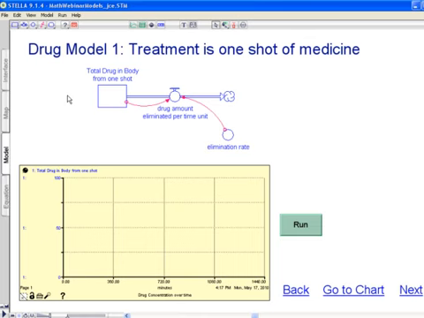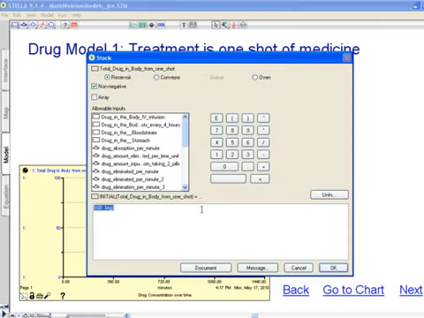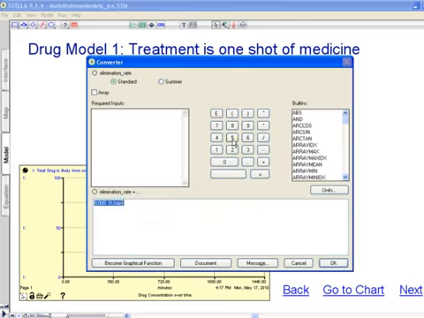I would like to show you where we placed the numbers. In the stock, you will see that we placed the 100 there. That was the amount of the shot that we had. And then in the elimination rate, we placed the 0.005 there because that was the percent translated to a decimal.